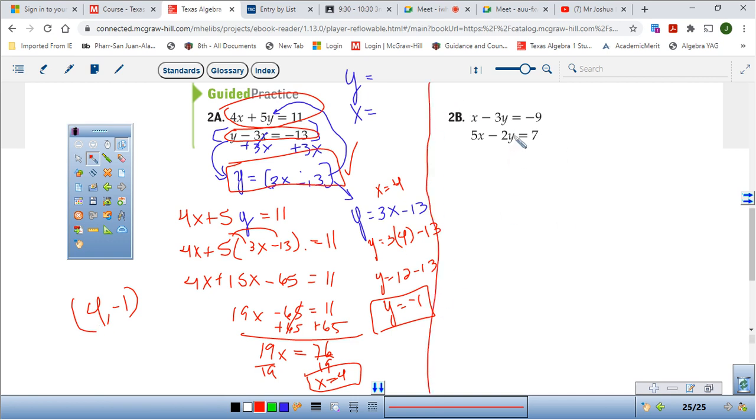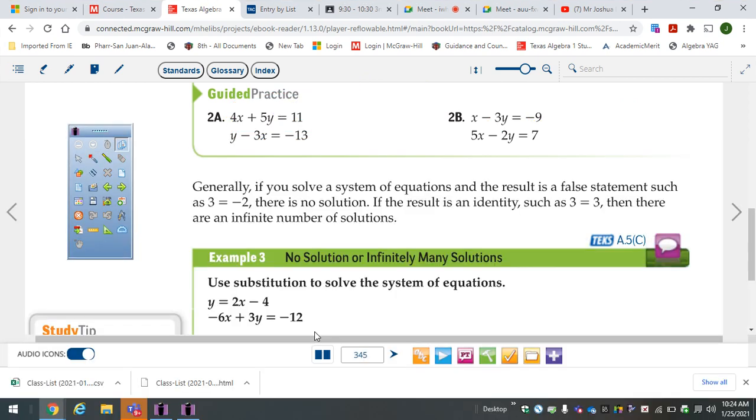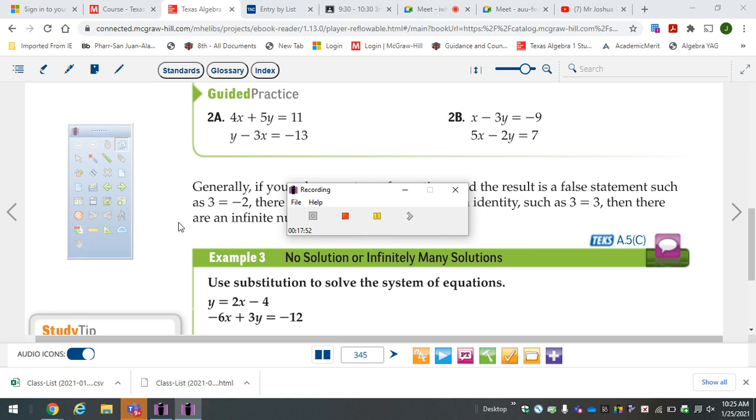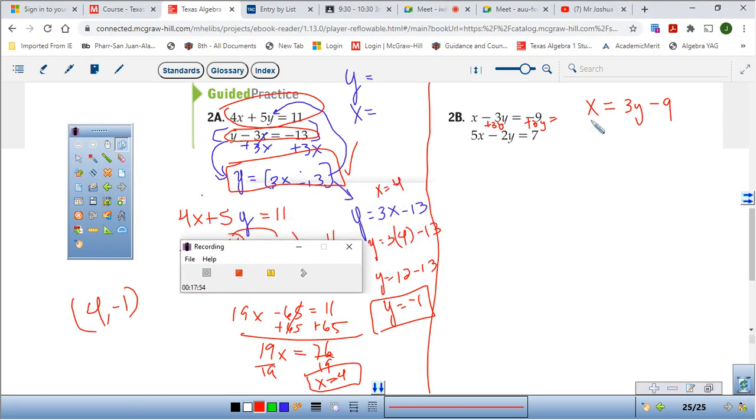Pause it up. Start this one. Try it out. Okay, so what I'm going to do, start on it already. The first one is the one I would rewrite. Okay? I would add 3y. So I would have x is equal to 3y minus 9. Sorry about that, guys. So I'm going to have that one right there. And I'm going to get all of this and plug it into that one right there. So I'm going to have, ready? 5 times x minus 2y is equal to 7. And here I'll have 3y minus 9.